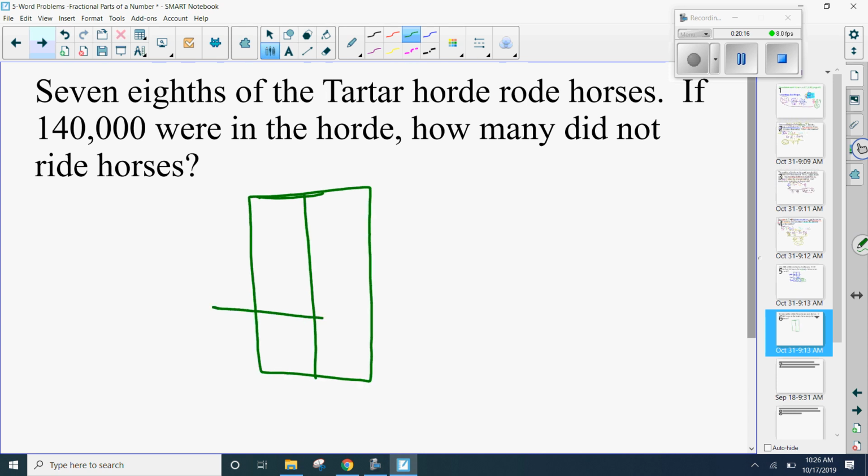So what happens for this problem? We have the Tartar horde, rode horses, right? How many? No. 7 eighths. 7 out of 8 ride horses. Rode, ride, okay? Whichever way you want to look at it. So this is how many do not ride, right? How many do not ride? 1. There were 140,000 in the horde. Where does that go? Total.